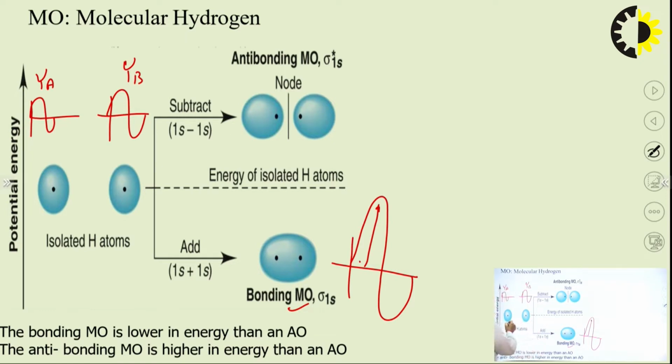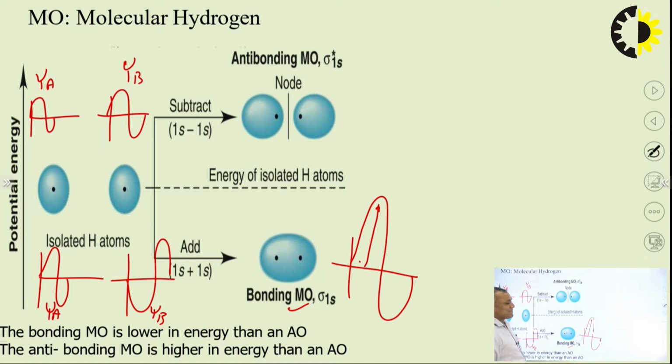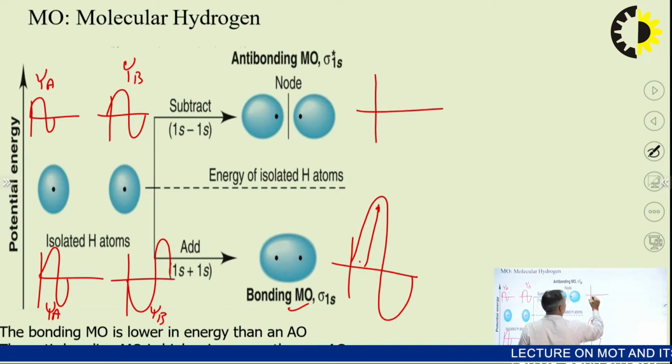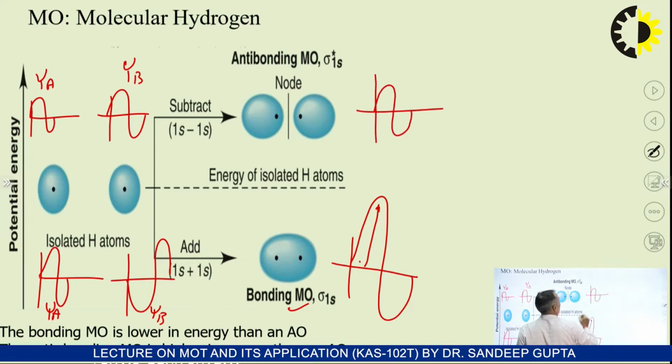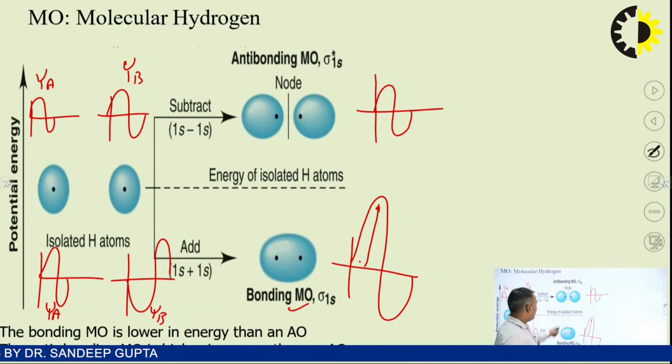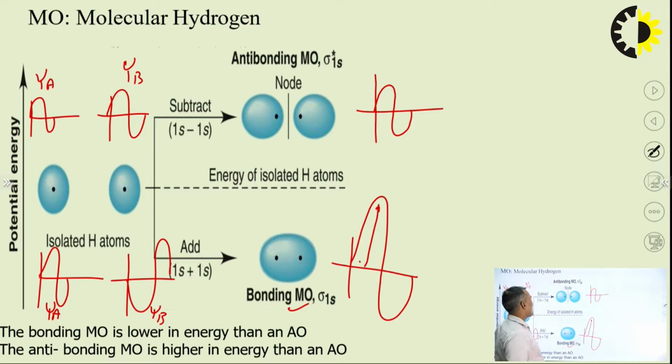And if these two wave functions negatively overlap with each other, suppose, as I earlier told you, this is the wave function of this atom, this is the wave function of this atom, this is psi A, this is psi B, and if they negatively overlap with each other, then the resultant wave will be lower in magnitude, and this will form anti-bonding molecular orbital that has one node. Okay.